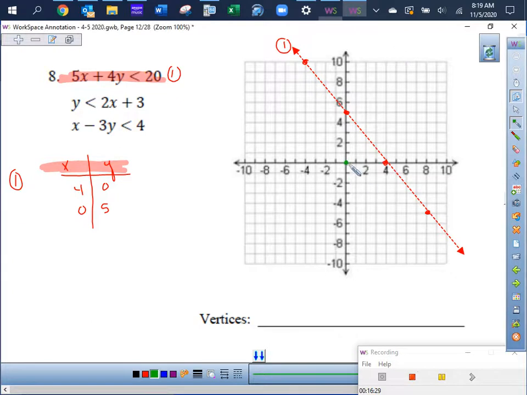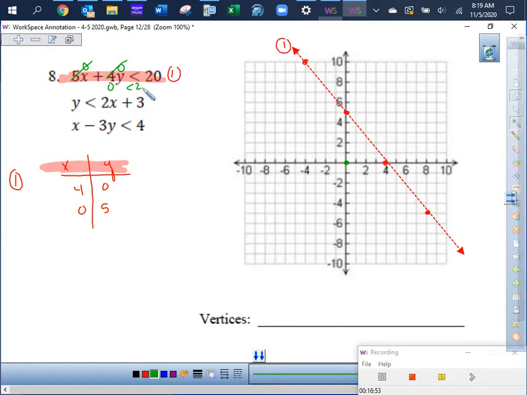0, 0. Isn't 0 like the easiest number to deal with in mathematics? So if we pick 0, 0, that means I need to put 0 in for x, and I need to put 0 in for y, because I'm substituting in to see if this statement is true or false, right? So if I put 0 in for x, 5 times 0 is nothing, right? If I put 0 in for y, 4 times 0 is nothing. Would you believe you would get a 0 left on this side?